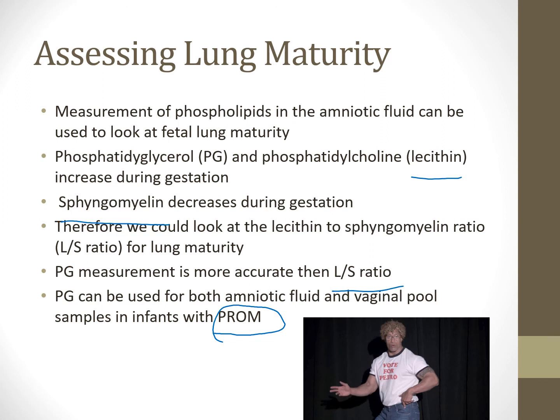So even though the water's been broken, premature rupture of membranes, if there's a vaginal pool of the fluid, then we can still sample the fluid and see if the kid's lungs are mature. If they're not mature, they may want to keep the baby in.